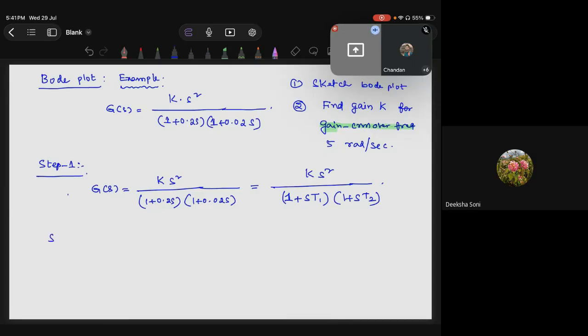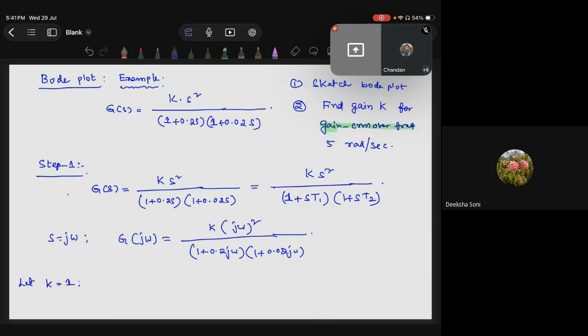Now, replace s with j omega, because we are doing the frequency response. So g of j omega is equivalent to k times j omega squared, divided by 1 plus 0.2 j omega, times 1 plus 0.02 j omega. Okay. So now let us consider k is equal to 1. You'll understand why we take k is equal to 1. So then our equation would be like this.